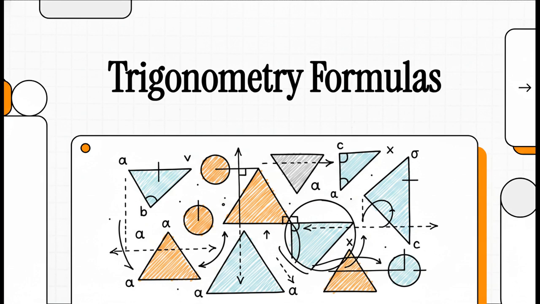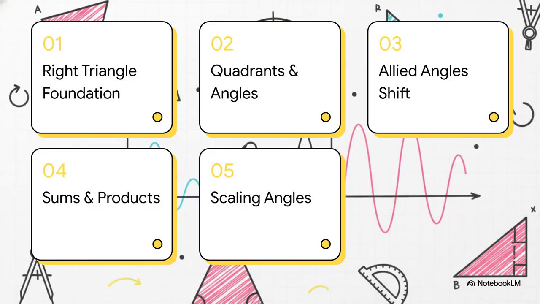Welcome to this explainer. We're not just going to sit here and memorize a boring list today, no way. We're going to learn how to read the actual blueprints of geometry. Let's do this. To keep our brains from completely overloading, we're going to organize this whole thing into 5 clear structural levels. First up, the right triangle foundation. Second, quadrants, circles, and angles. Third, shifting with allied angles. Fourth, sums, differences, and products. And finally, scaling double to half.